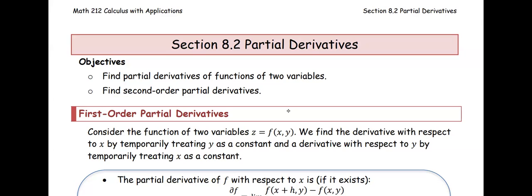Section 8.2 Partial Derivatives. In this section, we are going to find partial derivatives of functions of two variables and find the second order partial derivatives.